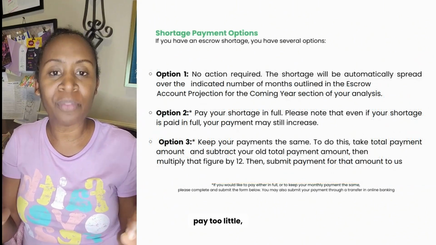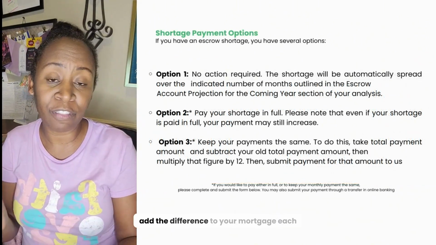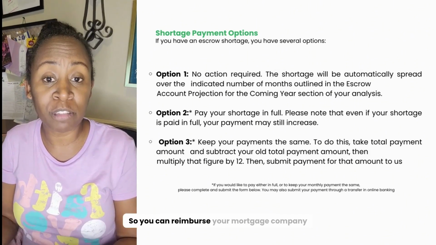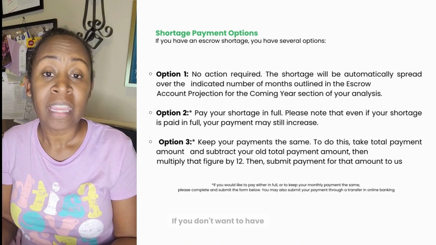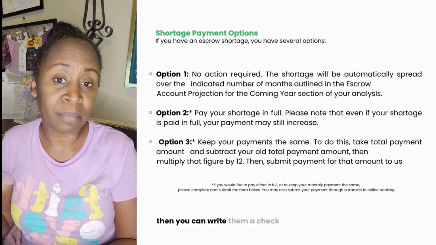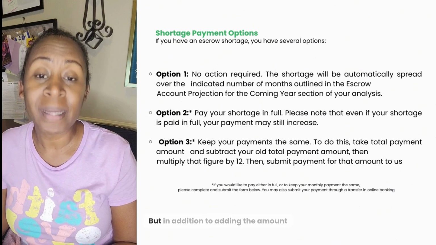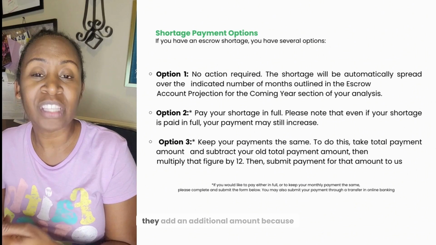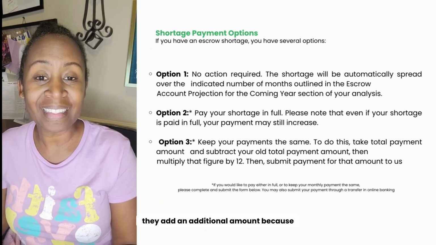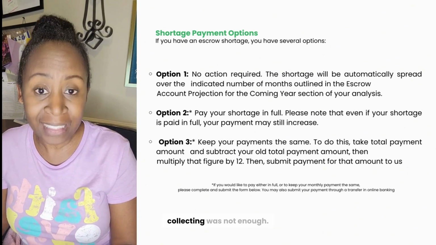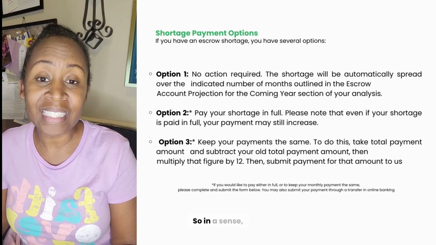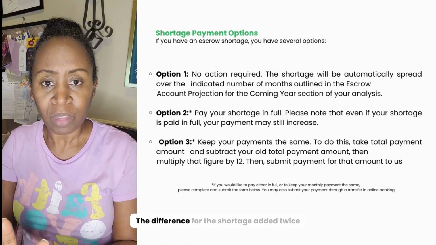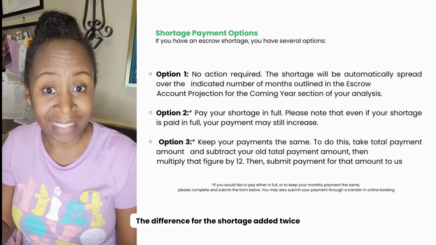If you paid too little, they'll give you the option to just add the difference to your mortgage each month so that you can reimburse your mortgage company for the extra they paid. If you don't want to have it added, then you can write them a check and just pay it in one lump sum. But in addition to adding the amount that they were short this past year, they add an additional amount because now they realize that what they were collecting was not enough. So in essence, you're getting the difference for the shortage added twice.